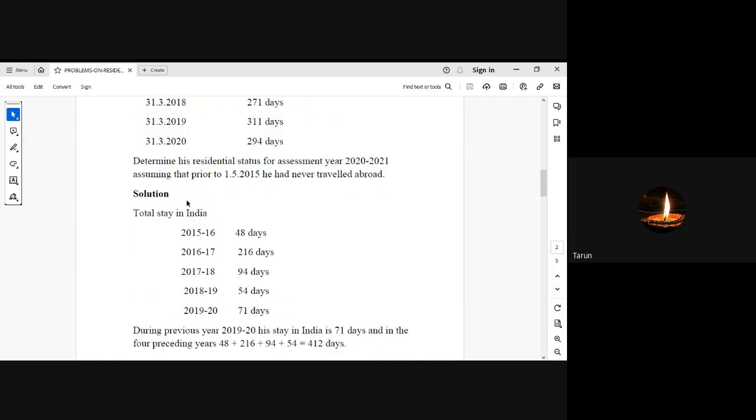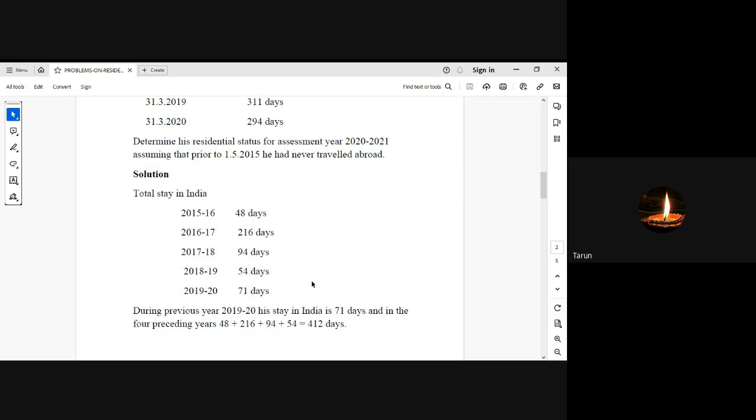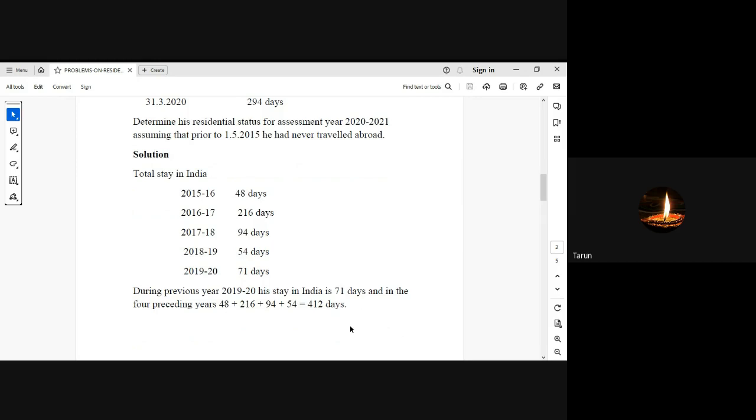And accordingly for the upcoming years as well, like 2018, you work out how many days Mr. Kohli has stayed in India. These are the number of days. Now, if you remember the basic condition, it's more than 182 days, or more than 60 days plus more than 365 days. During the previous year, 2019-20, he stayed more than 60 days. That is 71 days during the previous year.